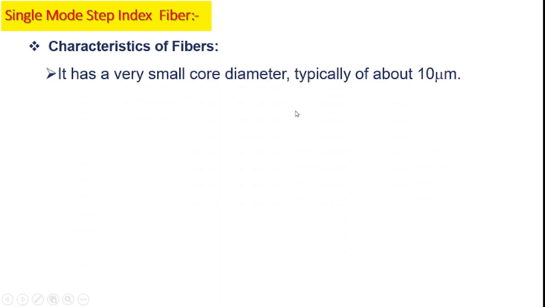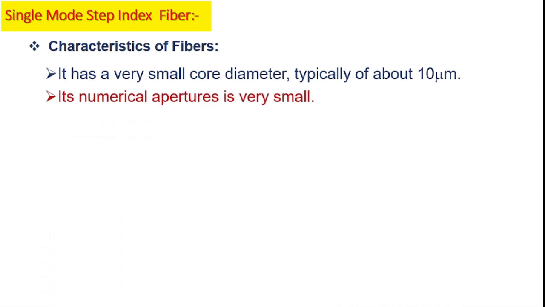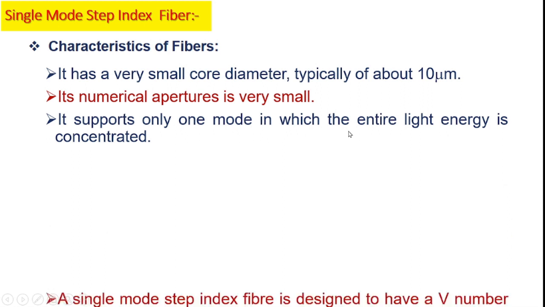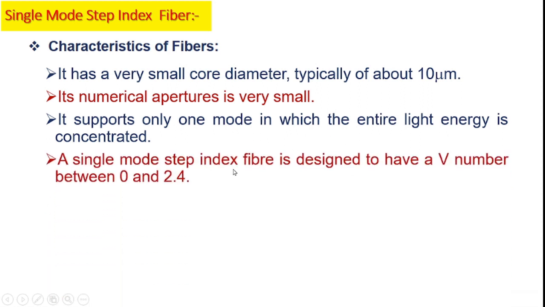Let's see the characteristics of this step index single mode fiber. It has a very small core diameter, typically of about 10 micrometer. Already we have seen this. Its numerical aperture is very small. Its numerical aperture is small and it supports only one mode in which the entire light energy is concentrated. A single mode step index fiber is designed to have a V number between 0 and 2.405.